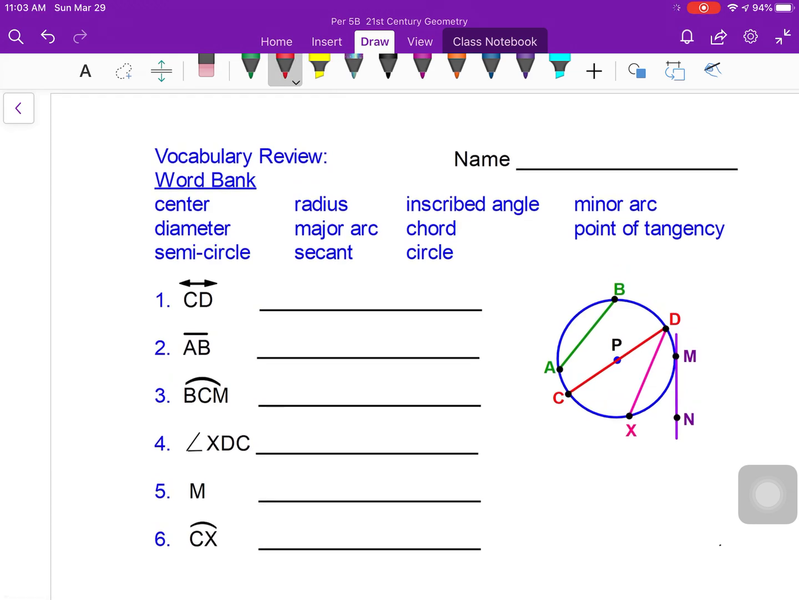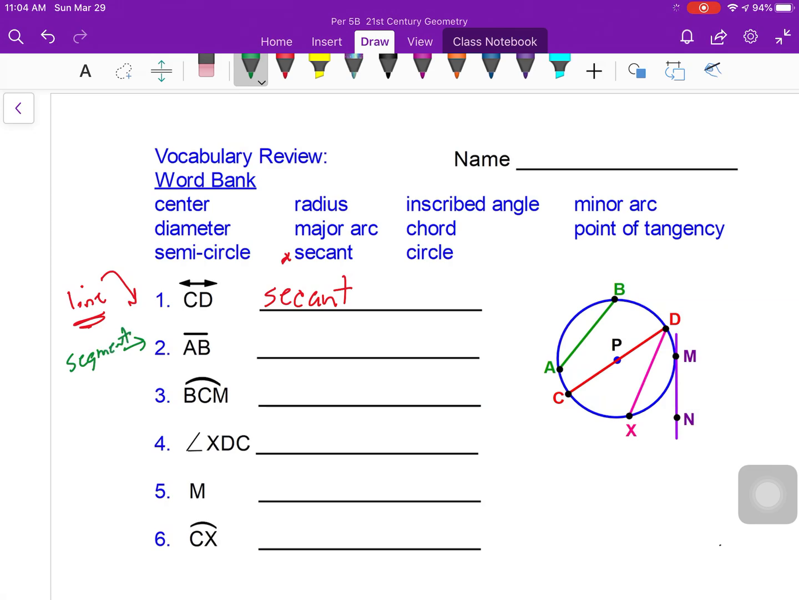Okay, so let's take a look at some review of the vocabulary here. In this one, we have a diagram over there. We have a green segment, a red segment, a pink segment, and a purple segment. This one's asking us for a line. It says line CD. So that would be a line that goes through 2 points on a circle and passes through it. Because it's a line, that would be called a secant.